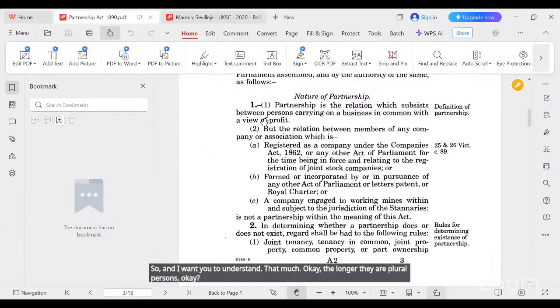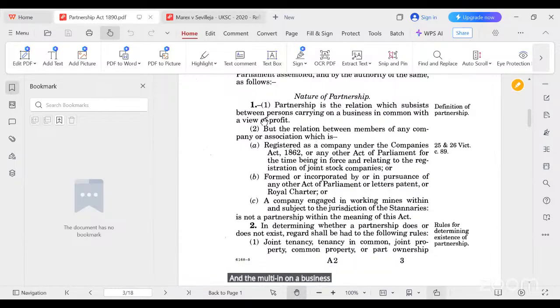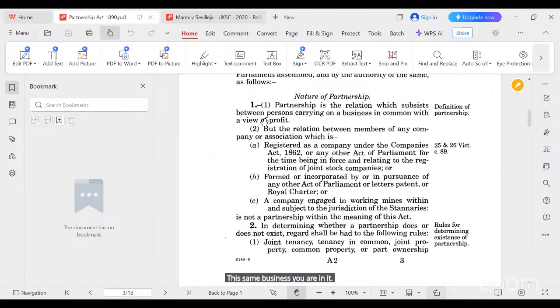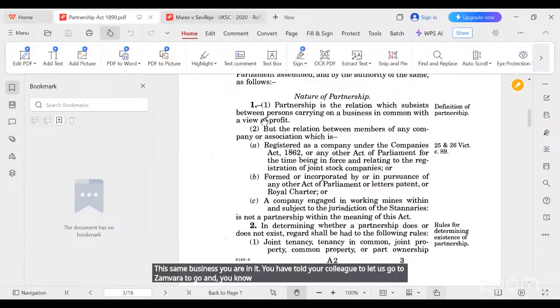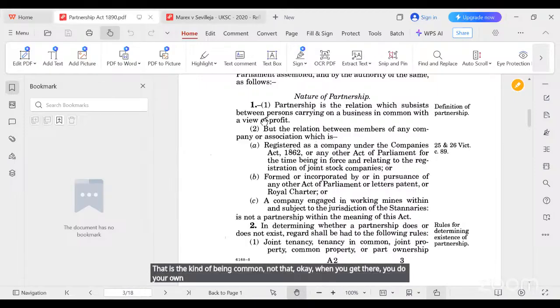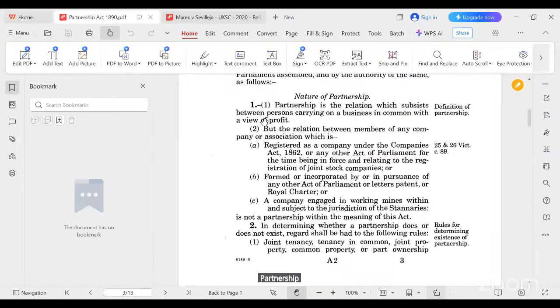Okay, and they must be carrying on a business together in common. Not that you have your own, I have my own. No, the same business, you are in it. You have told your colleague, let us go to Zamfara to prospect for gold and then form a business and make profit. That is the kind of business in common. Not that when you get there, you do your own, I do my own. No. In partnership, the business has to be in common.